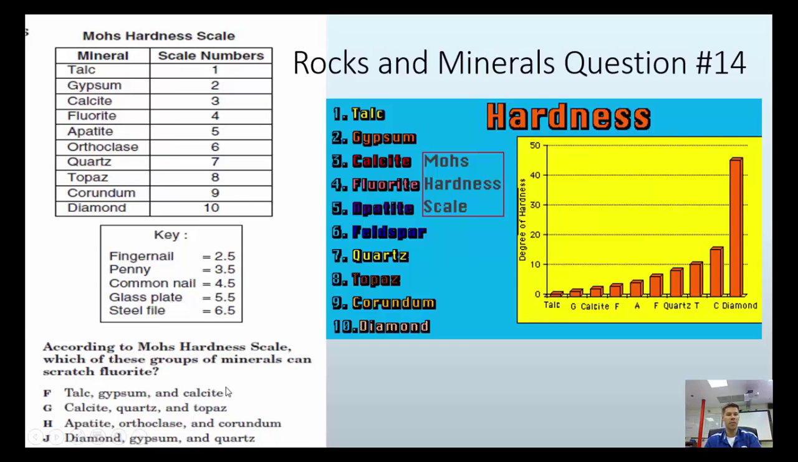Alright, so let's look at our choices. Remember what we're asking here. Which of these groups of minerals can scratch fluorite? Talc, gypsum, and calcite? No, none of those, 1, 2, and 3, are able to scratch fluorite. Calcite, quartz, and topaz? 2 of them could scratch fluorite: quartz, which is a 7, and topaz, which is an 8. Apatite, orthoclase, and corundum? Absolutely. All three of them are higher in the Mohs scale of hardness than fluorite. So the answer here is H.